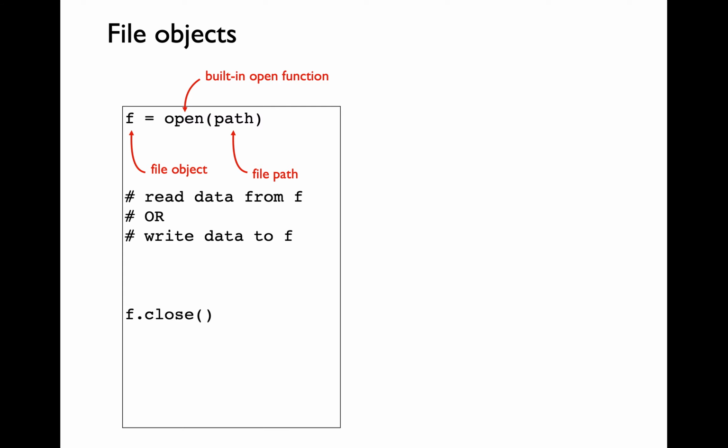So let's go back to talking about the open function call. We pass the relative path as the argument to the open function call.